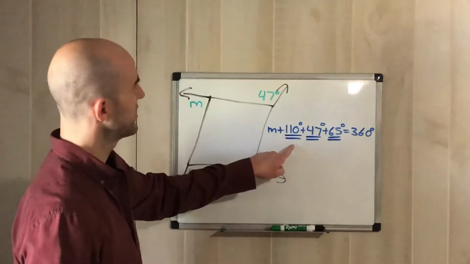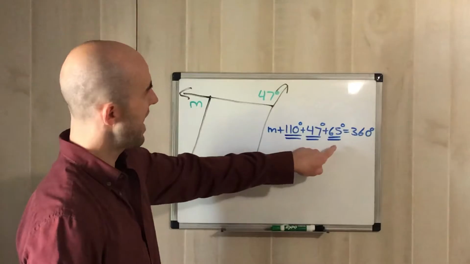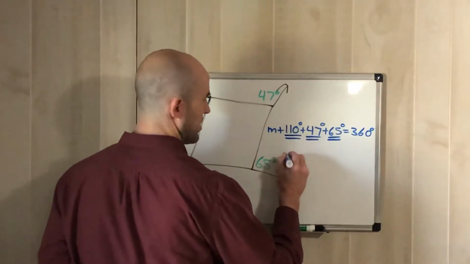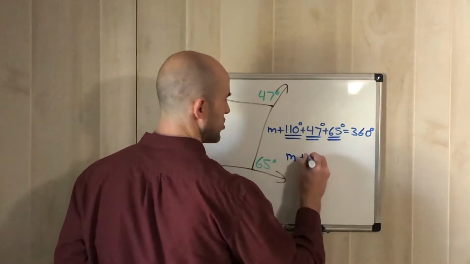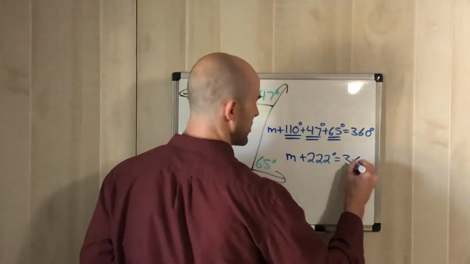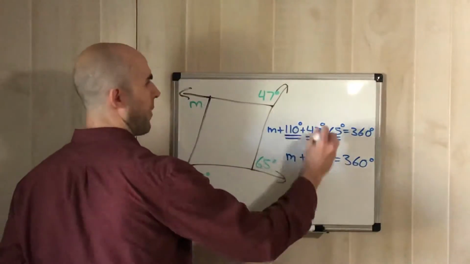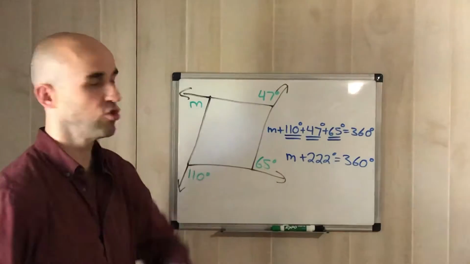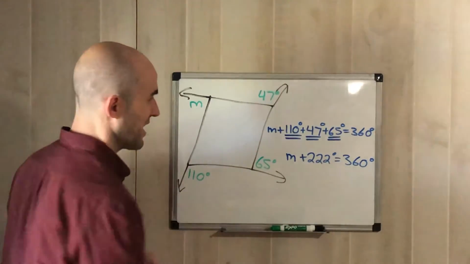When we add up 110, 47, and 65, it's going to give us 222, right? So m plus 222 degrees equals 360. All we did was combine those three like terms because they're all together here, and it gave us 222. Now we just want to solve for m.